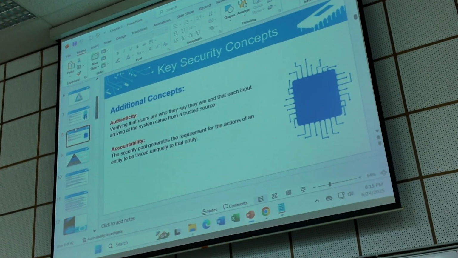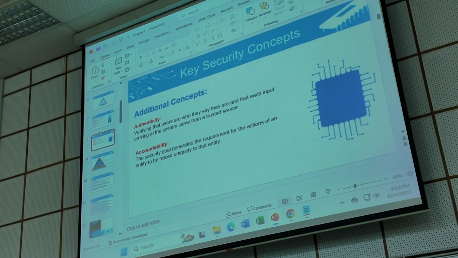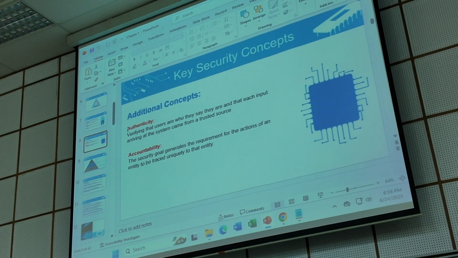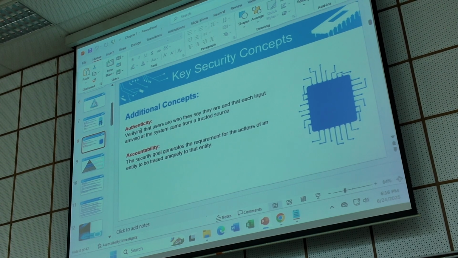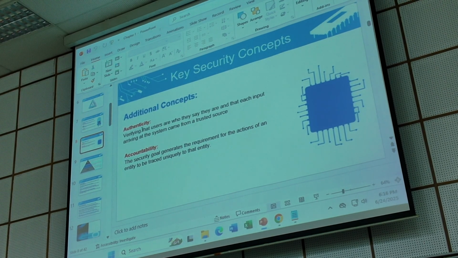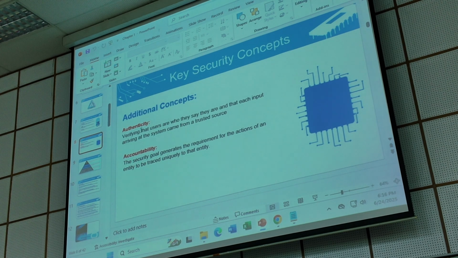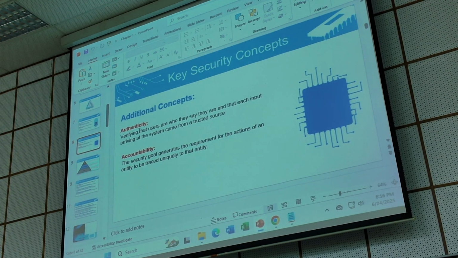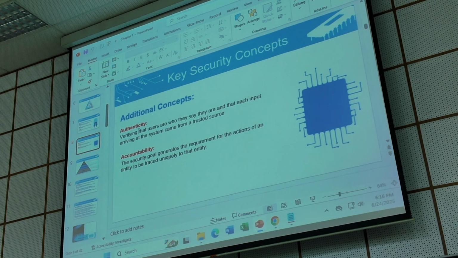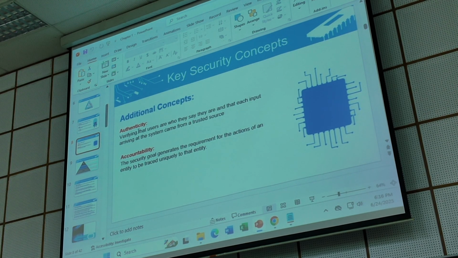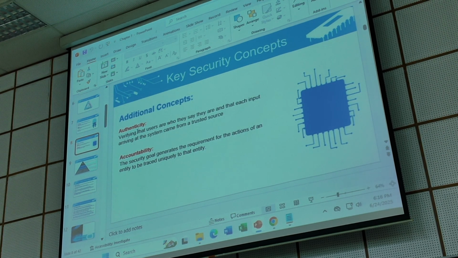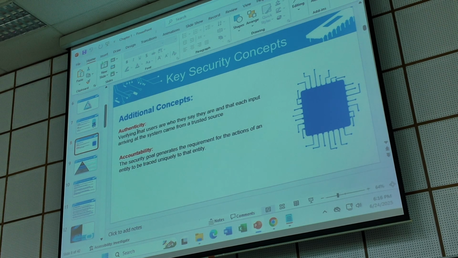The additional concept, the fourth one, is authenticity. Authenticity means that you verify that users are who they say they are. When user A says, I'm the admin, how do you verify that the person is actually an admin? You can use the encryption technique also. You can combine multiple techniques together.